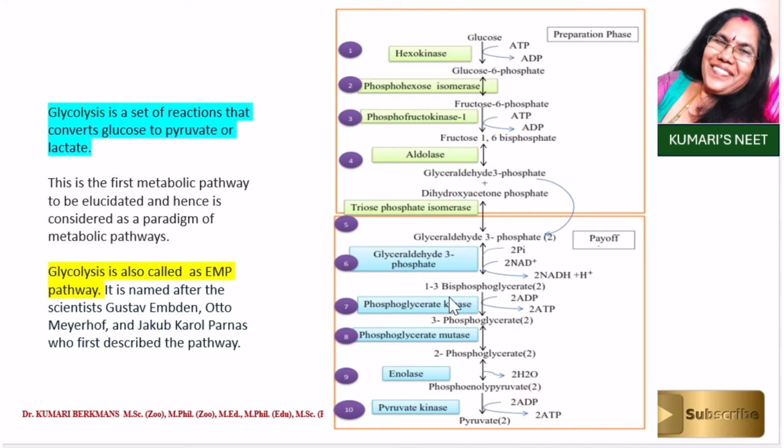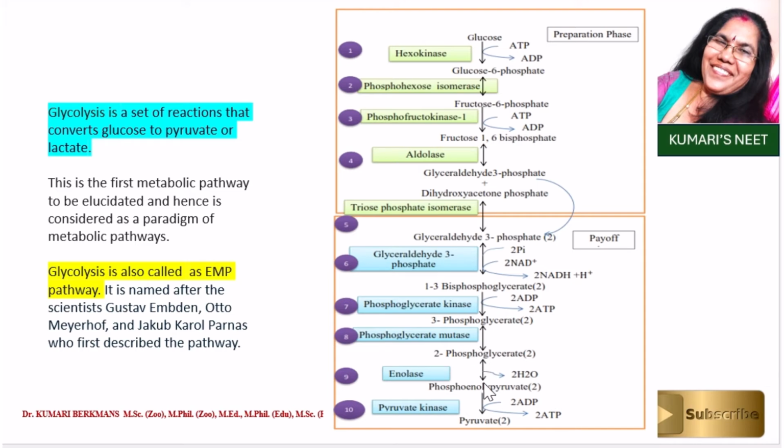And 1,3-bisphosphoglycerate is converted into 3-phosphoglycerate, and here the ADP is converted into ATP, that is 2 ADP is converted into 2 ATP. 2 molecules of ATP are produced here. The enzyme involved in this is phosphoglycerate kinase. And now 3-phosphoglycerate is converted into 2-phosphoglycerate. This is a reversible reaction. Here the enzyme involved is phosphoglycerate mutase.